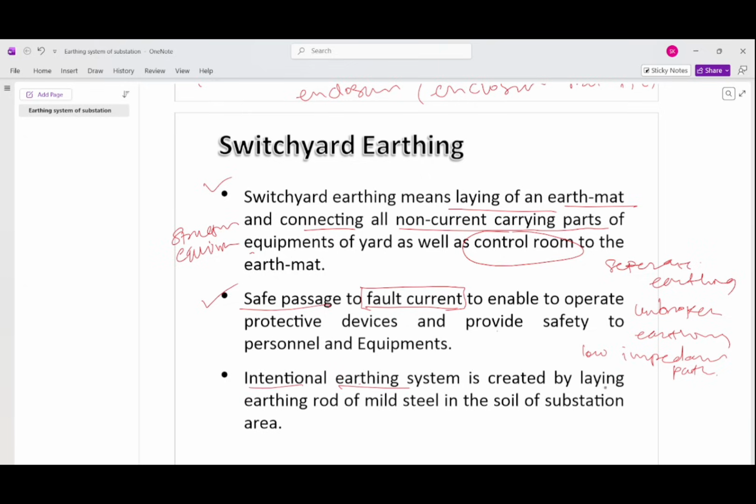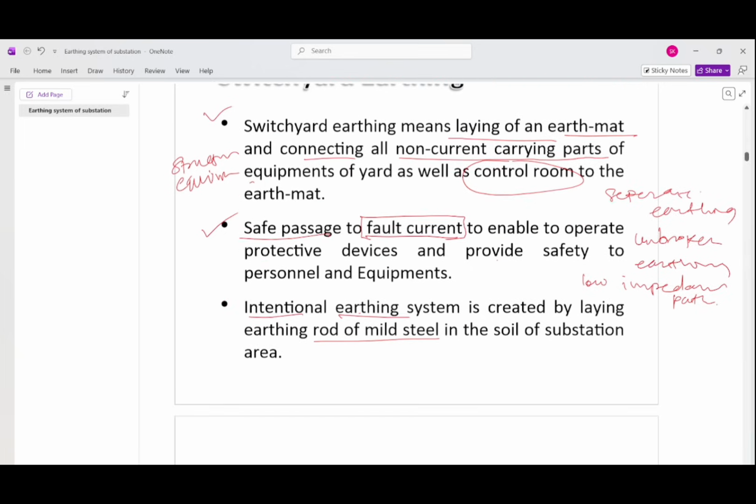Intentional earthing system: it is created by laying earthing rods of mild steel in the soil of the substation area. This earthing system is required to reduce the earth resistance for substation areas.